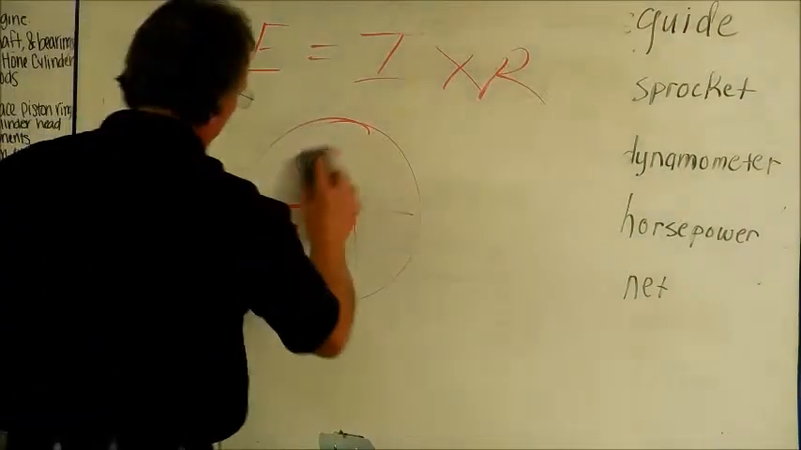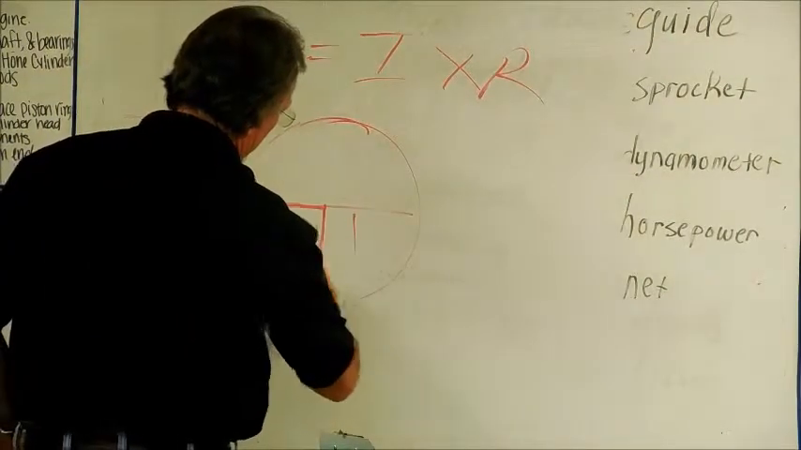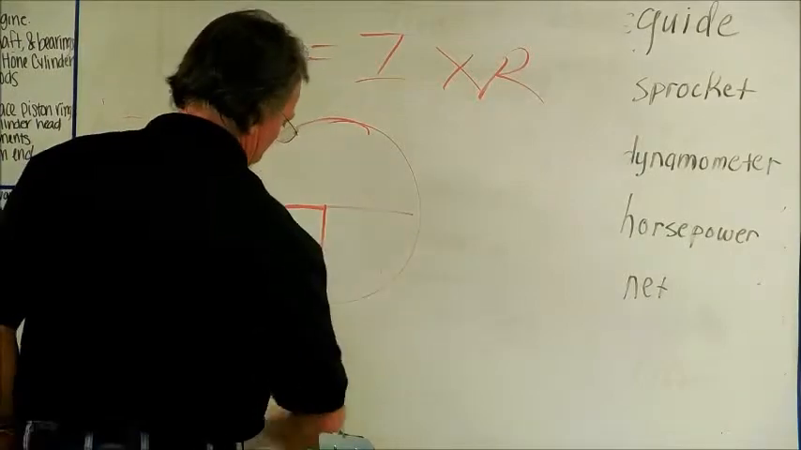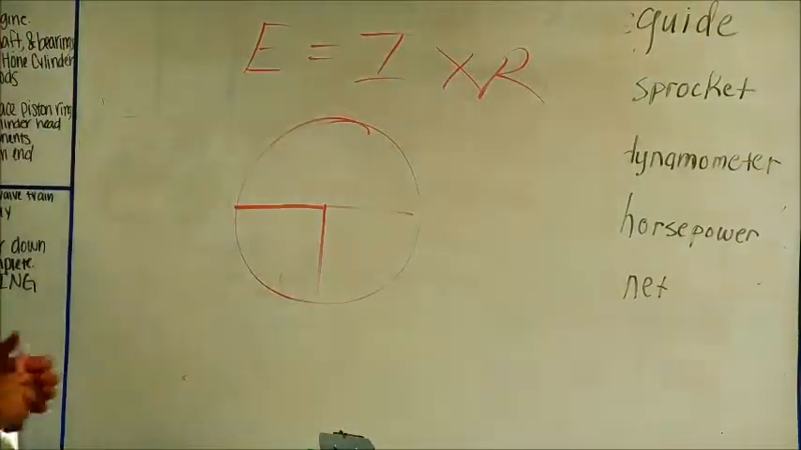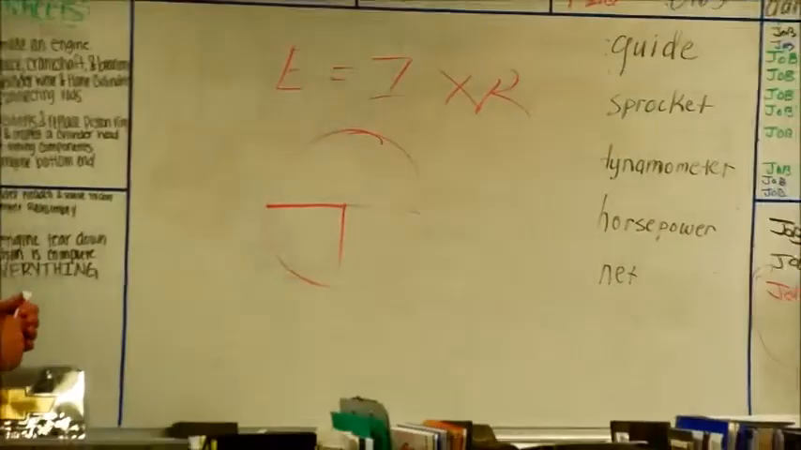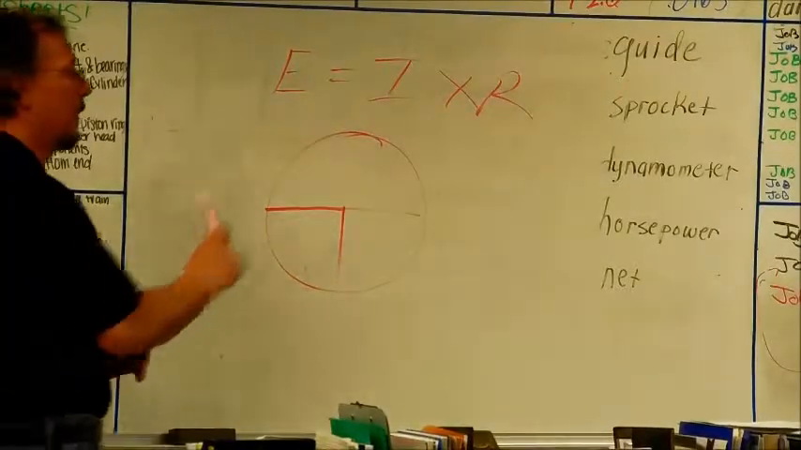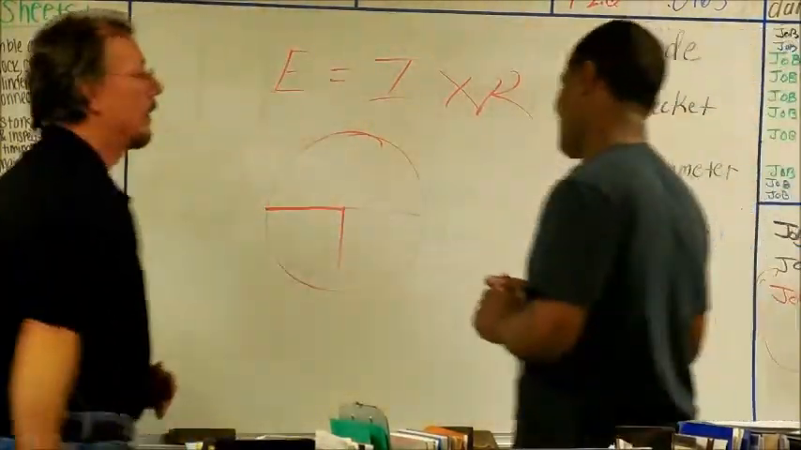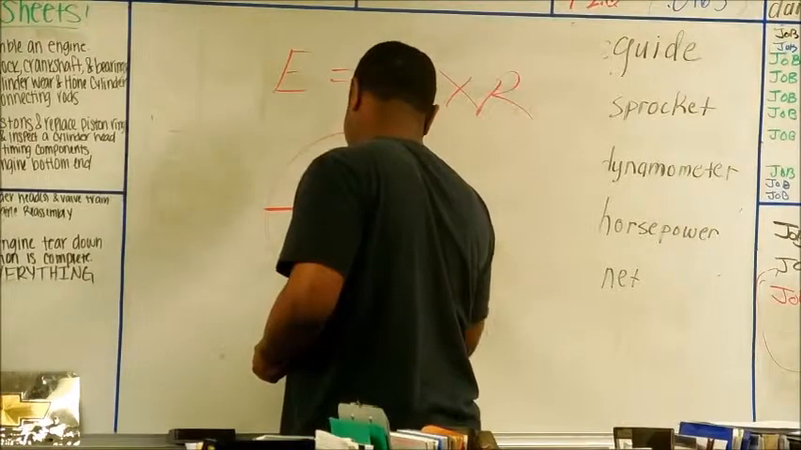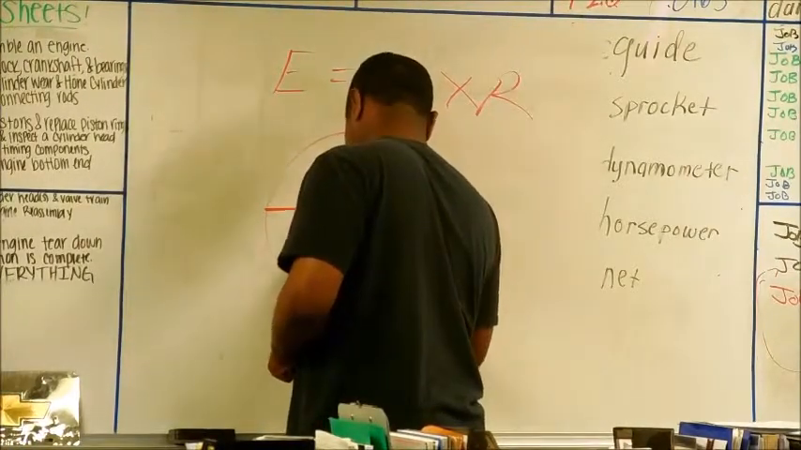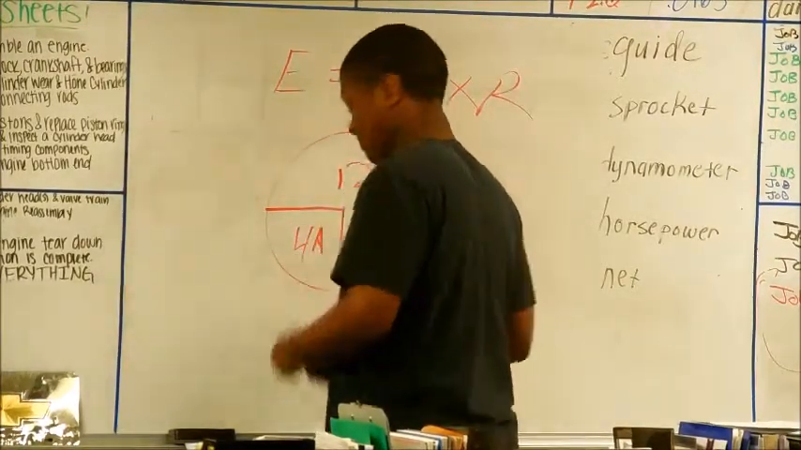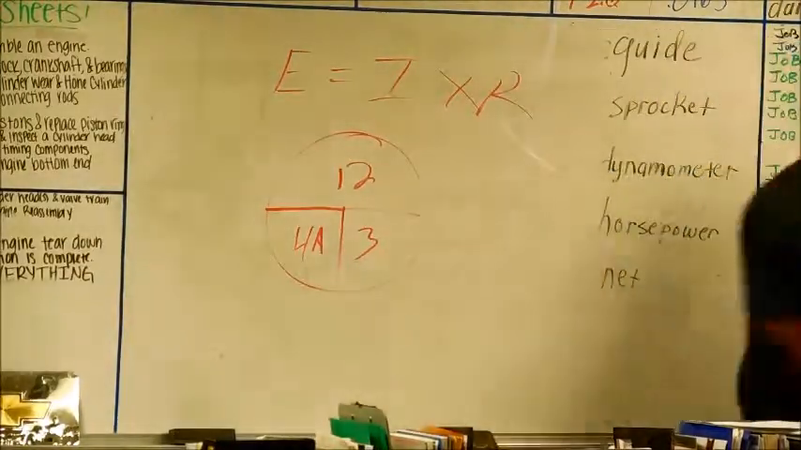All right, Jarvis, you want to give one a shot here? Okay, I'll make an exception. 12-volt circuit. 4 amps flowing in the circuit. How much resistance in that circuit? Wow, look at that. Pretty good job.